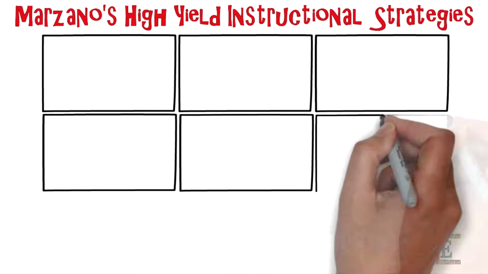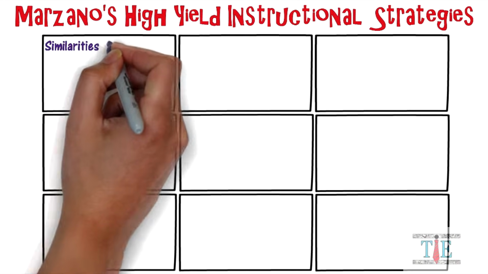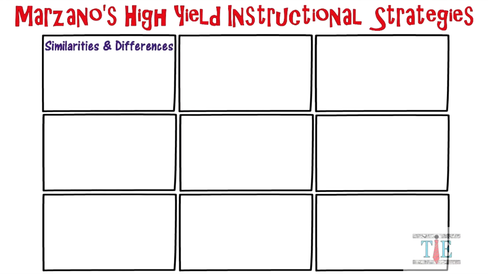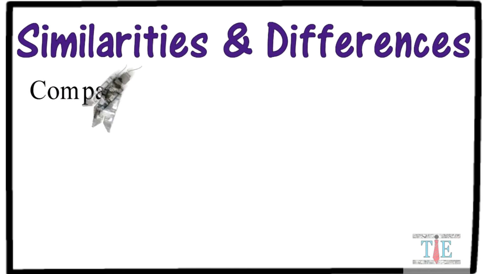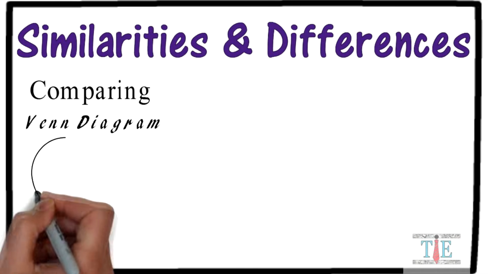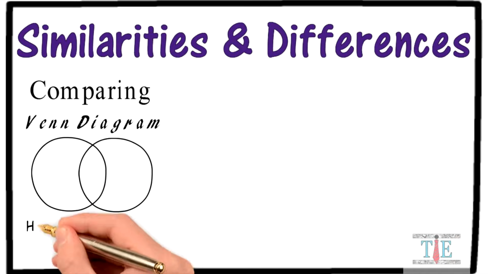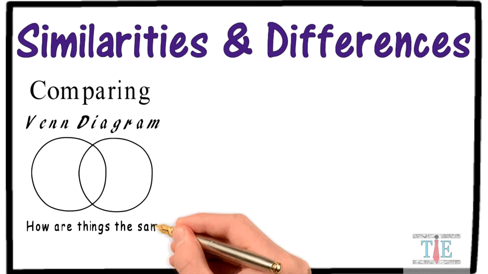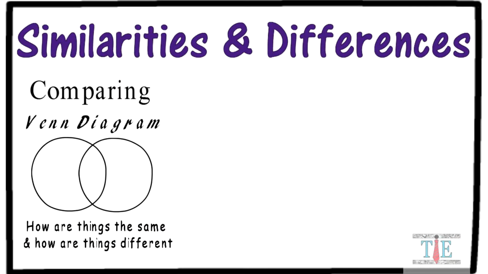Marzano's research highlights 9 very effective instructional strategies that all teachers should become familiar with. Let's begin with the first strategy, teaching through similarities and differences. One way to utilize similarities and differences is by comparing. The Venn diagram is an example of comparing information. Venn diagrams have 2 circles with differences on the outside and similarities on the inside. They're used to answer questions like how are things similar and how are things different.